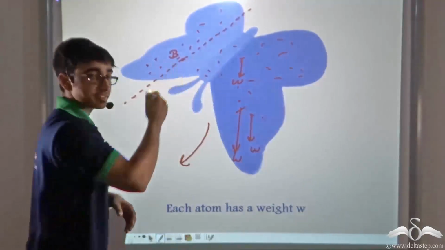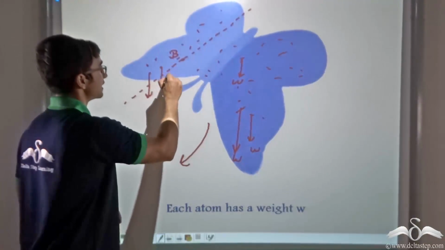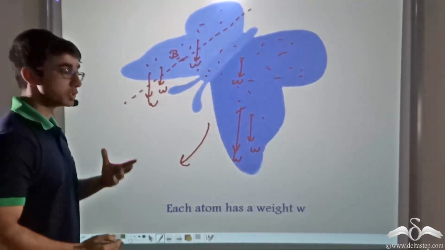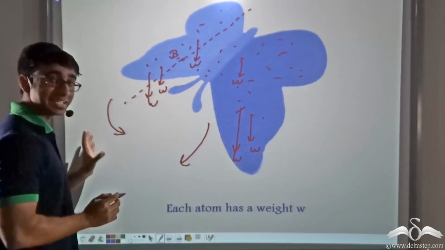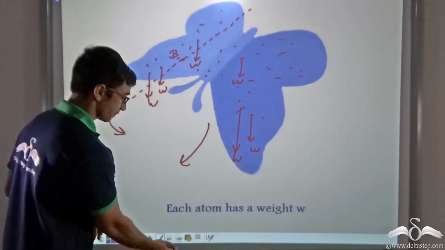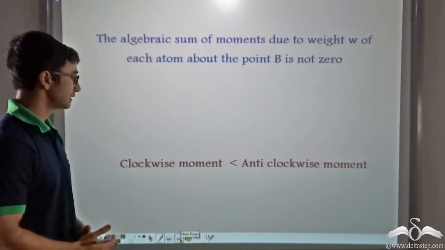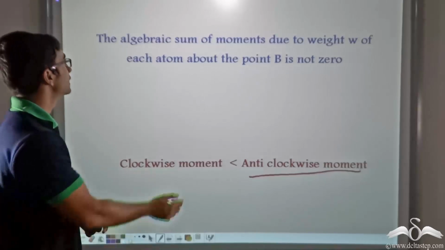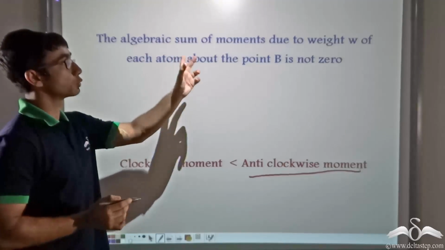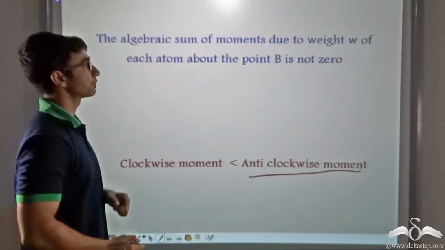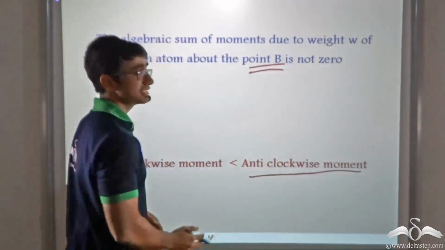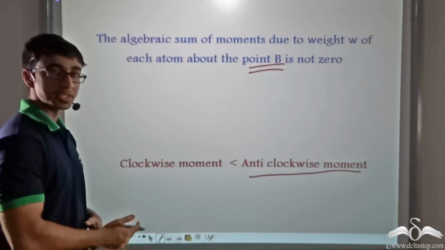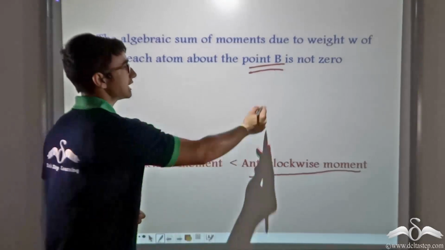Now if I consider the left hand side, because there are fewer atoms, the total force will be less, which means that the anti-clockwise moment will be less. This leads us to the fact that the clockwise moment is greater than the anti-clockwise moment. The algebraic sum of moments due to weight W of each atom about point B is not 0, and because the algebraic sum of moments is not 0, the butterfly cannot be balanced at point B.